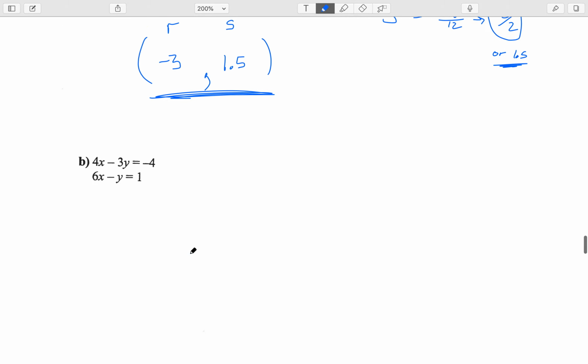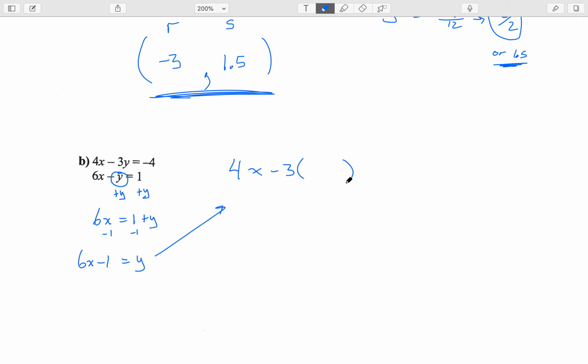Okay, what do we got left? We got this one. I want to do substitution. So this is the one I'm looking for. I don't want to divide everything by 3 or 4 or 6. I want to isolate y. So let's go plus y to both sides. So this one becomes 6x is equal to 1 plus y, minus 1, minus 1. So 6x minus 1 is equal to y. That's what I'm going to substitute in. And I'm going to substitute it in here. 4x minus 3y is equal to minus 4.